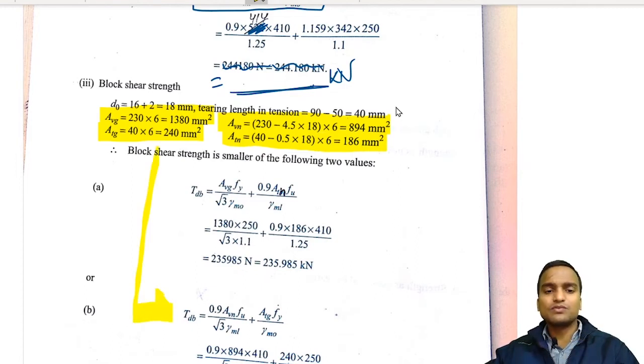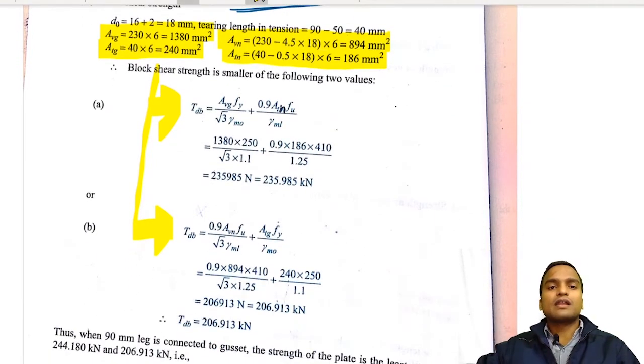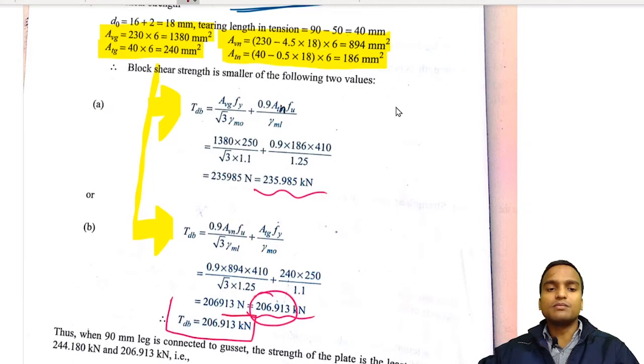And we just have used all the 4 values of areas, and if we see here from the calculation, the minimum of these two is equal to 206. So that's why the final value of TDB will be 206.9 kilonewton.